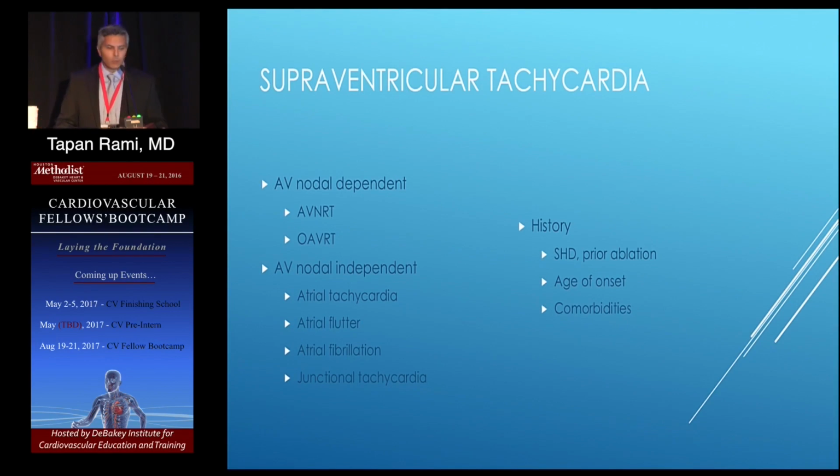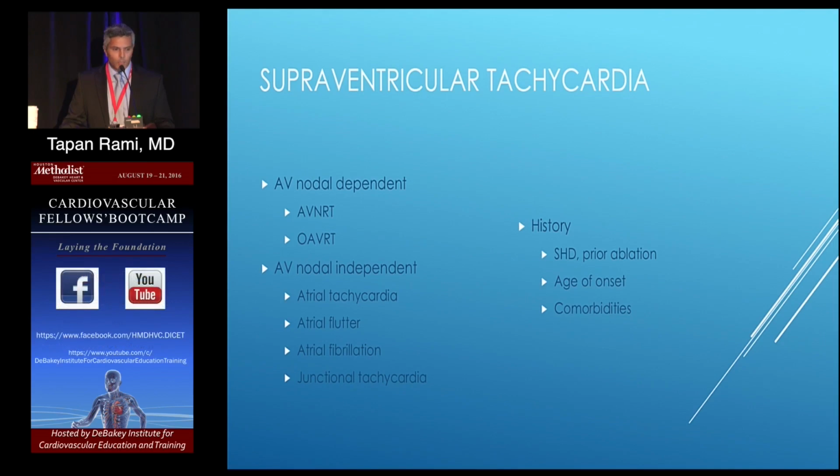Getting a brief history was really important. If they have any history of structural heart disease, if they've had previous ablations for AFib, if they've had previous valve surgeries, it's more likely to be a reentrant type of arrhythmia, so less likely to be AV nodal dependent. If they're older patients, there's a bimodal distribution for AVNRT. So in older patients, I think AVNRT is a little bit higher on the list for AV nodal dependent rhythms. And if you have comorbidities, if they've had pulmonary disease or any other recent surgeries, that gives you the possibility of other atrial arrhythmias, right or left atrial arrhythmias.